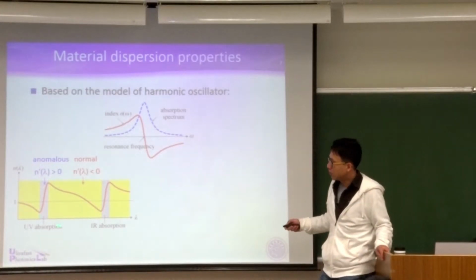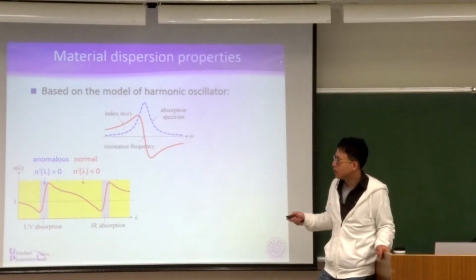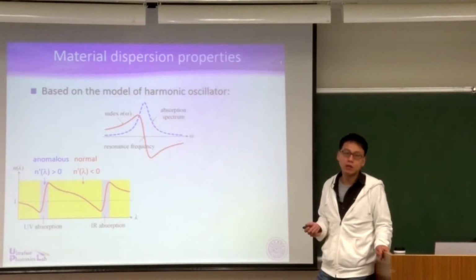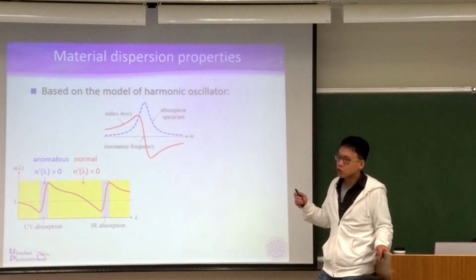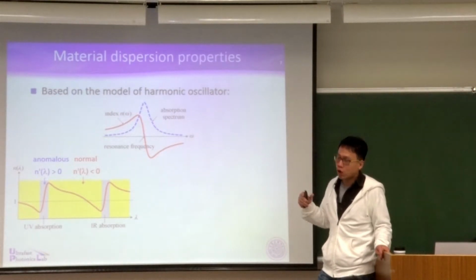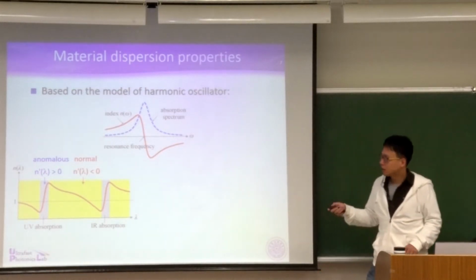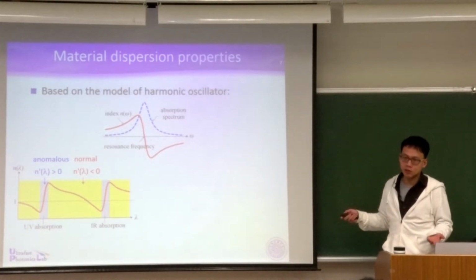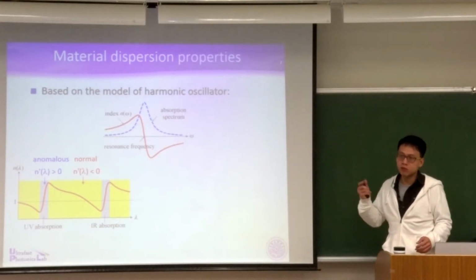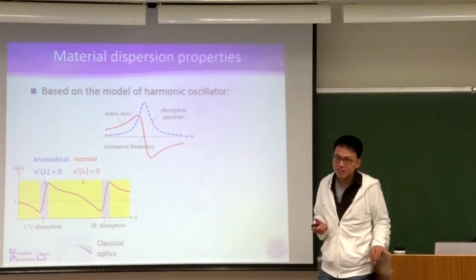Conversely, in the yellow tone region, if you have negative slope, you can see the index decreases with wavelengths. This is the normal dispersion area. If you use the slope of index as the definition of anomalous or normal dispersion, this is the way we can categorize it. The gray area, anomalous dispersion; yellow area, normal dispersion. And this is used in classical optics.